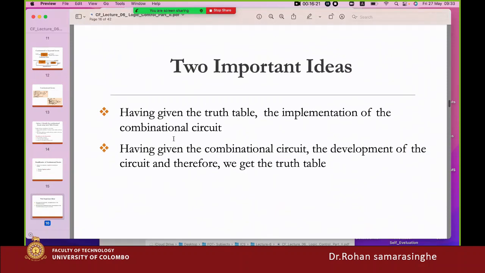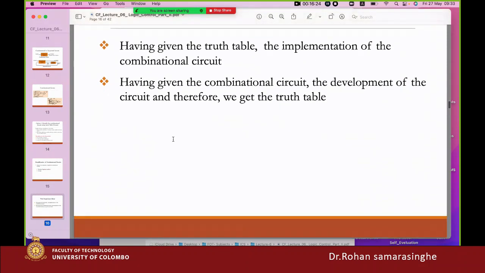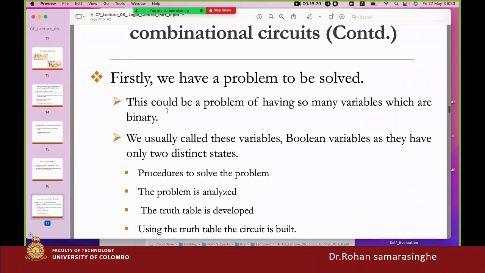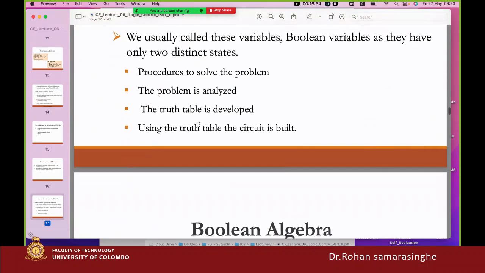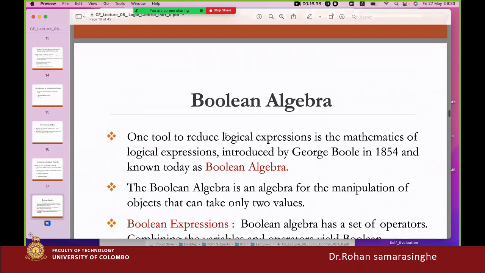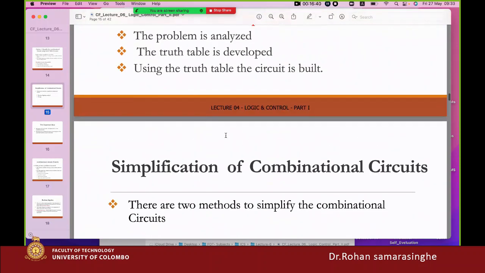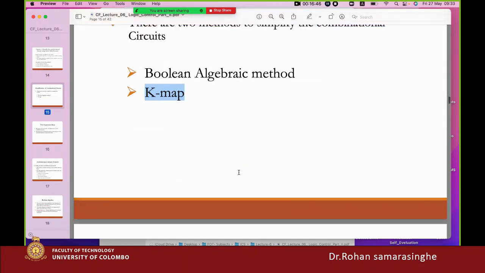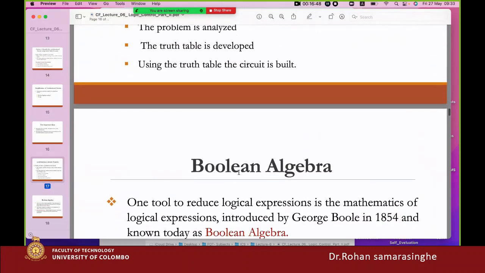Two important things, then we'll understand. First, we have to have a problem to be solved. This could be a problem having many variables which are binary, and we have understood. Let's try to understand Boolean algebra. There are two methods which I explained: the Boolean algebraic method and the K-map method. Let's try to understand what this Boolean algebraic method is.